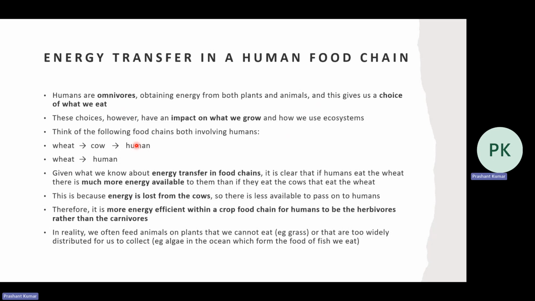This is because energy is lost from the cow, so there is less available to pass on to the human. Therefore, it is more energy efficient in a crop food chain for humans to be herbivores rather than carnivores. In reality, we often feed animals on plants that we cannot eat or that are too widely distributed for us to collect, right?